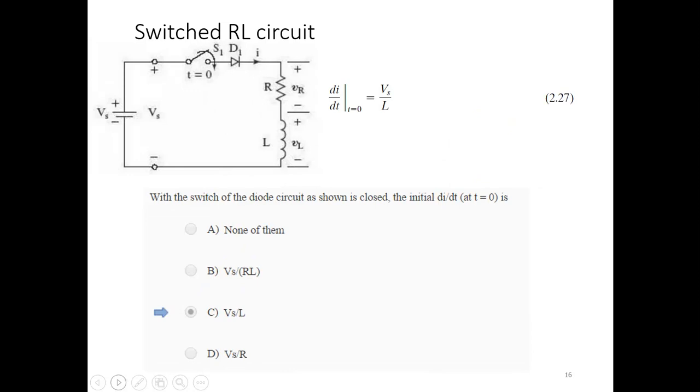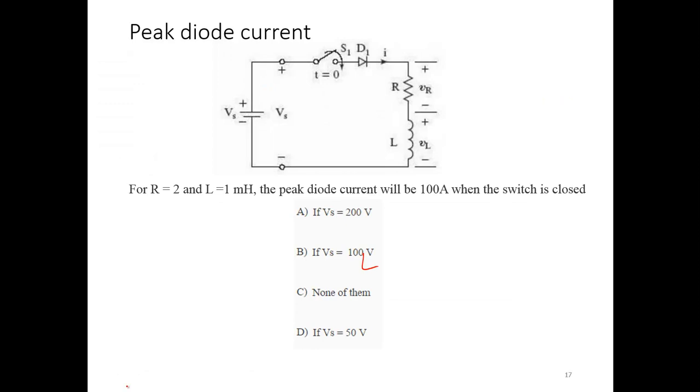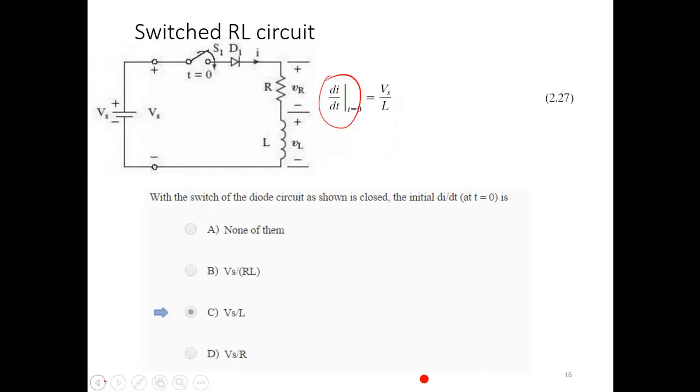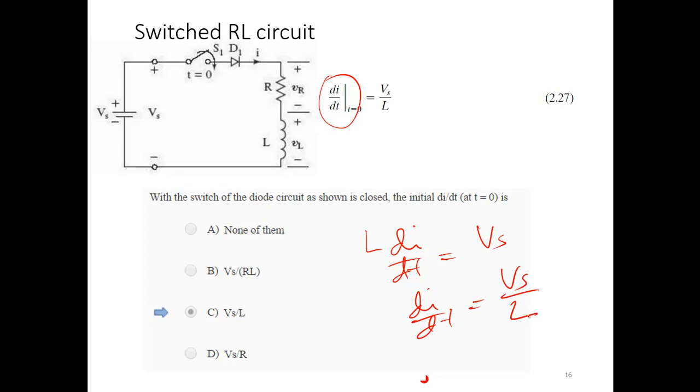Now, again for the switched RL circuit, we are asking what is the slope of the current. Most of the voltage will appear across the inductor: L di/dt equals Vs. That means di/dt will be equal to Vs by L. As a general rule, as long as there is an inductor in the circuit, the rate of rise of current is always determined by the inductor. That means Vs by L is the answer.